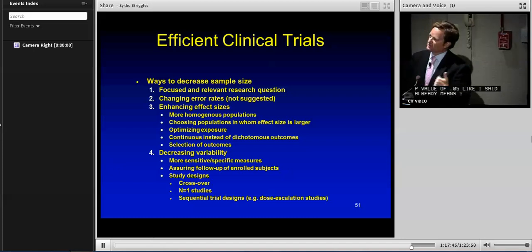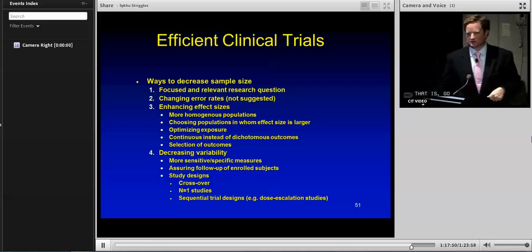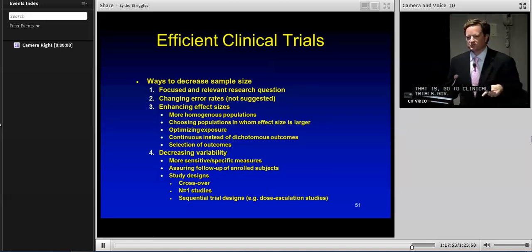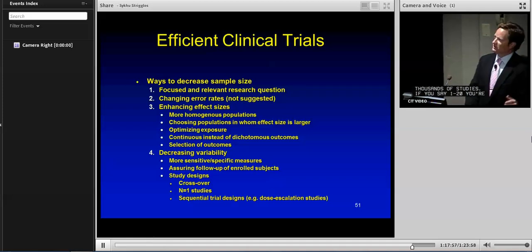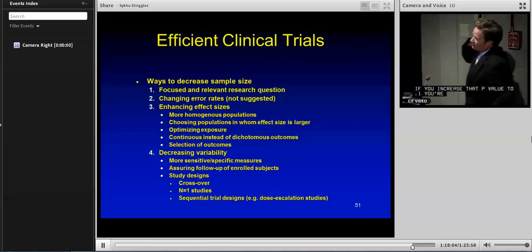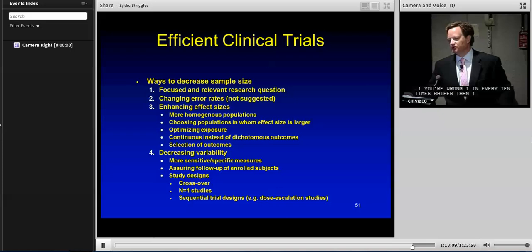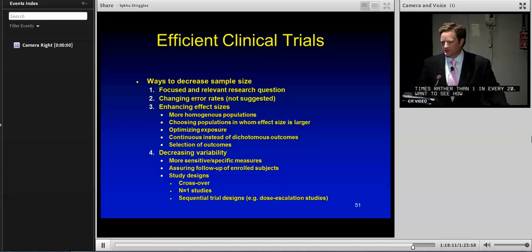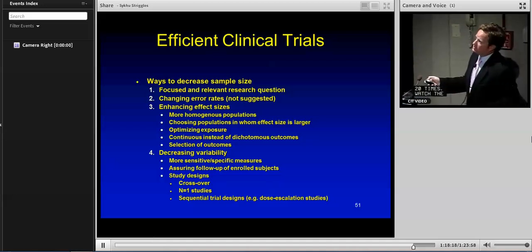If you want to see how often that is, go to clinicaltrials.gov and look at the hundreds of thousands of studies that are on there. If you say you're wrong 1 in 20, that's a huge chunk of studies that might actually be wrong. If you increase that p-value to 0.1, you're now wrong 1 in every 10 times instead of 1 in every 20. I always joke with the fellows that do clinical care: you want to see how bad 1 in 20 is? Hang a sign on your clinic door that says, I'm wrong 1 in 20 times, and watch the waiting room empty out.